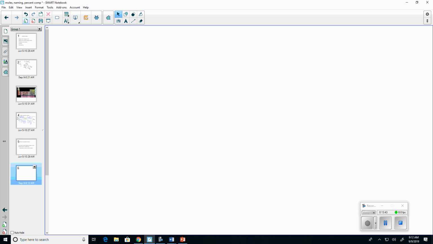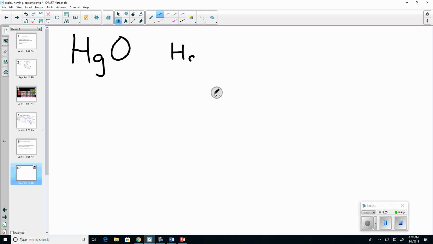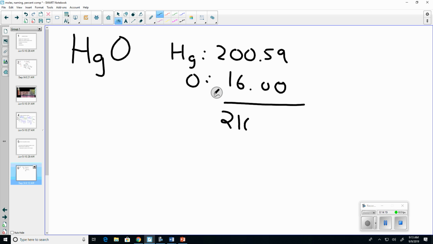So if I look at that first problem on that worksheet, it gives me the written name of mercury 2 oxide, which then I would know the formula of that to be HgO. Oxygen's a -2. It tells me mercury is a +2. From there, I would look at my periodic table. Mercury is, I think, 200.59. Oxygen, 16.00. And then I'd add those 2 up. I'm getting the molar mass.